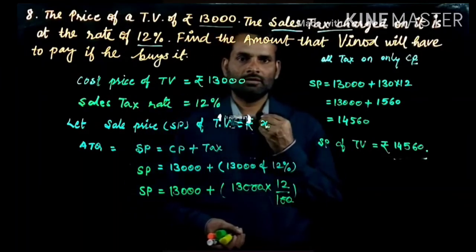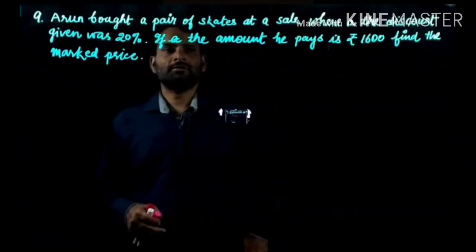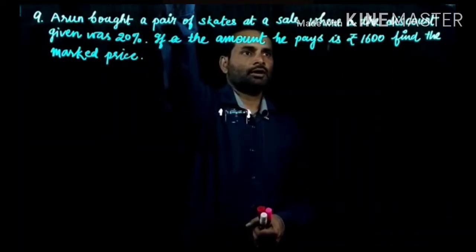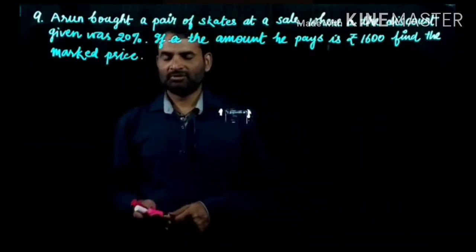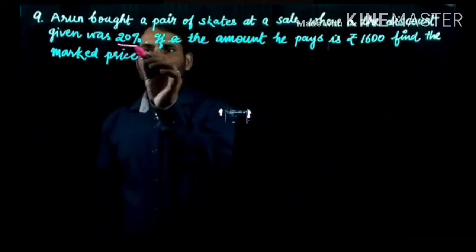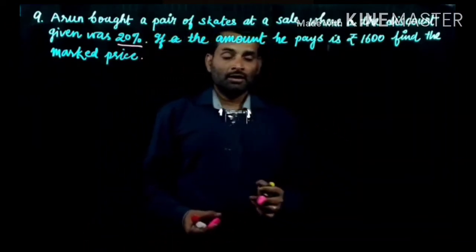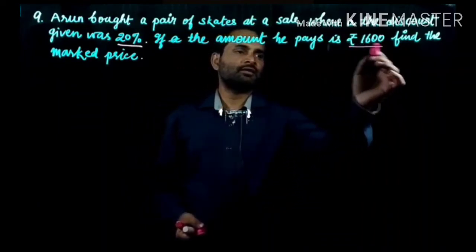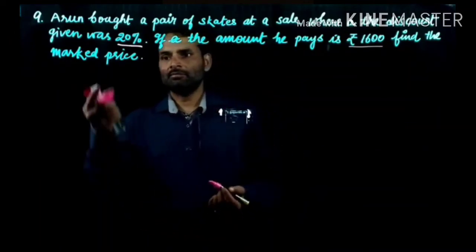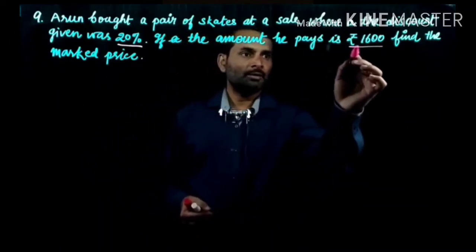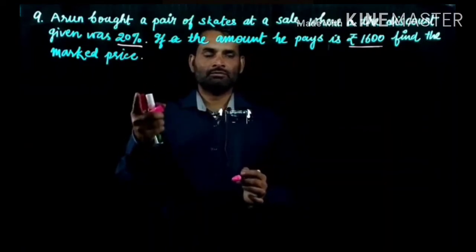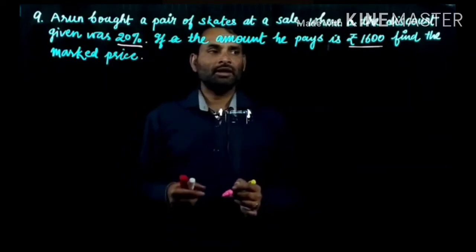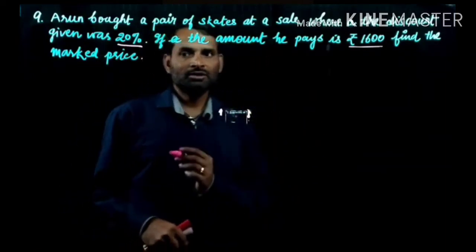It means Vinod will have to pay 14,560 rupees. Okay. Question 9: Arun borrowed a pair of skates at the sale, and a discount of 20% was given. Discount is subtracted from the market price. The amount paid is 1600 rupees. Find the market price. This is the amount paid after discount, and we need to find the price without discount.